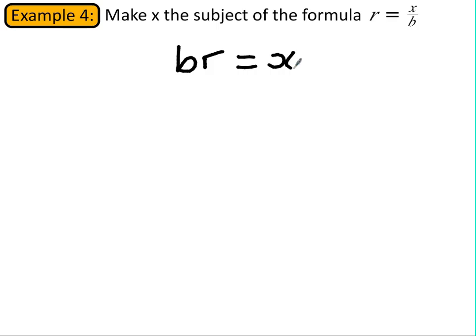br equals x is the correct answer. If I times the left hand side by b, I get br. If I times the right hand side by b, it just undoes the divide by b, leaving the x as we need it. I should say before moving on, we need to write that on the left, x equals br.